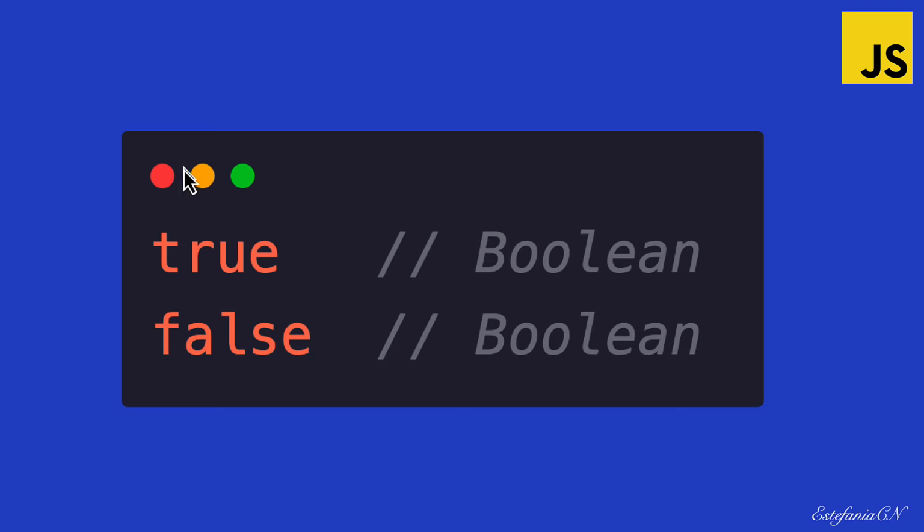Let's see true and false. These are the values in JavaScript. They are special values because they have special properties. They are the only two values of the Boolean data type, and they have to be written in lowercase. If you write them in uppercase or you write any other letters in uppercase, they will not be considered as the special values true and false. Okay, so make sure to write them in lowercase.